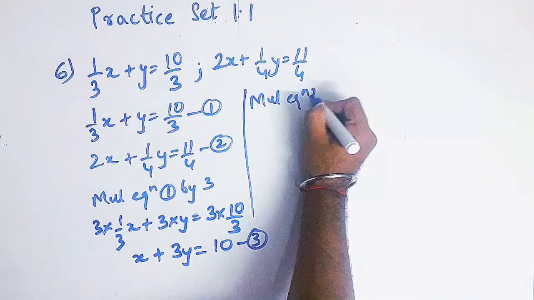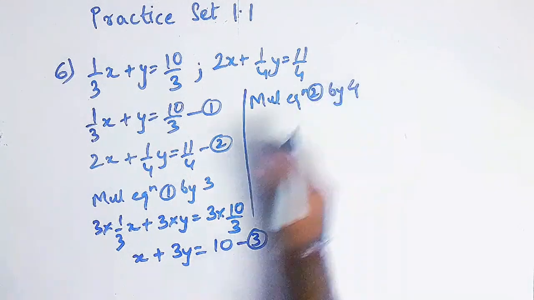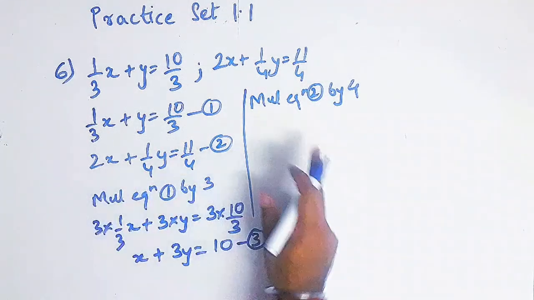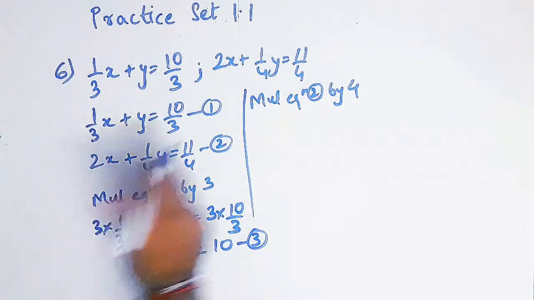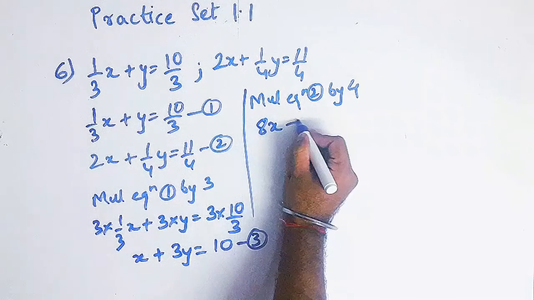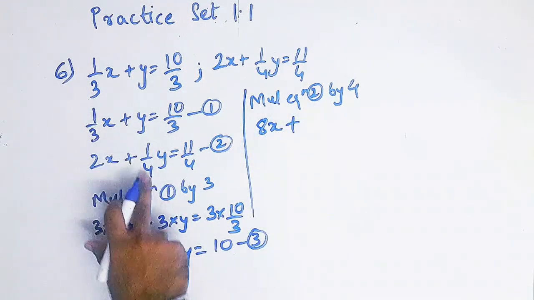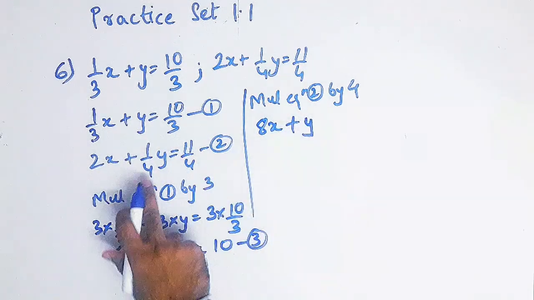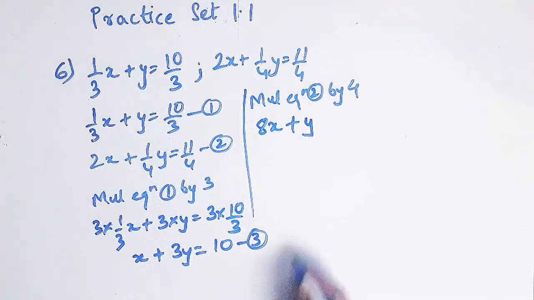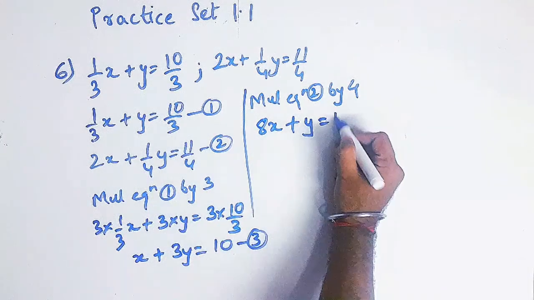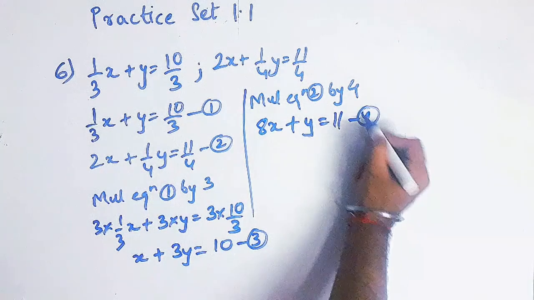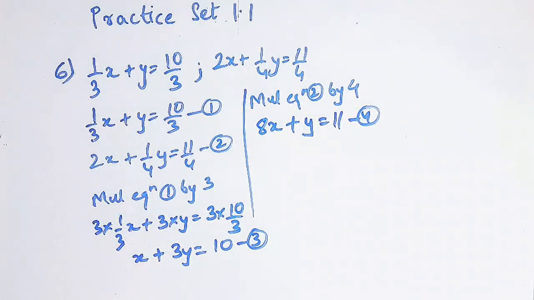Similarly for equation 2, I'll multiply by which number? Yes, I'll multiply it by 4. Now I'll not show you this step, you will tell me orally. 4 into 2x is 8x plus 4 into y, 4 will get cancelled, only 1y will remain, equals 11 upon 4 into 4, 4 gets cancelled, only 11 remains. So we got two new equations, third and fourth.